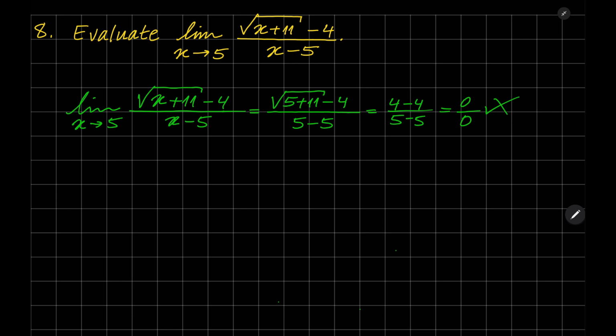So we need to find another method. So we need another method to find the limit, since the function probably has a hole at x equal to 5. To start, using the new method, multiply both the numerator and denominator by the conjugate of the radical expression square root x plus 11 minus 4. Let me erase this part.